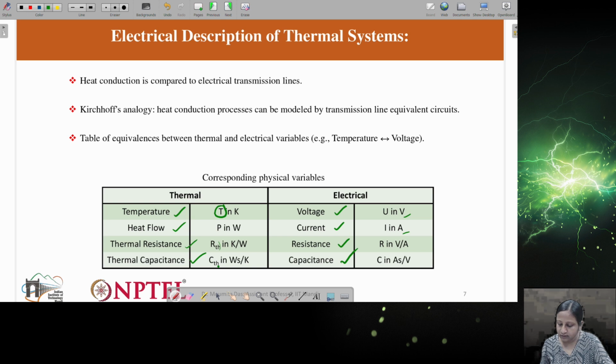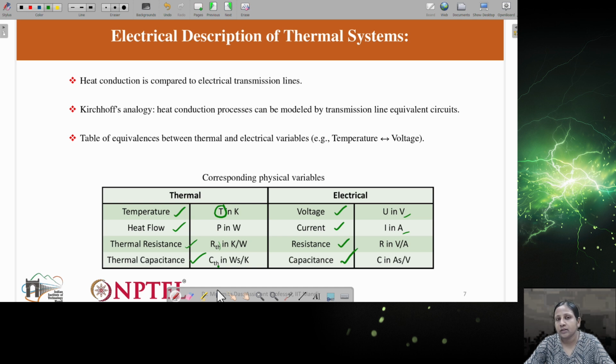Similarly, the resistance is there between voltage and current. Basically, resistance is V by I. So between voltage and current, this resistance parameter is there. Similarly, between temperature and heat flow, the thermal resistance will be there. I will show you in the next slide how it works. The thermal capacitance will also be there if it is not a steady state condition. If it is a steady state condition, then the thermal capacitance will not be there. If it is not a steady state condition, then the thermal capacitance will be present.